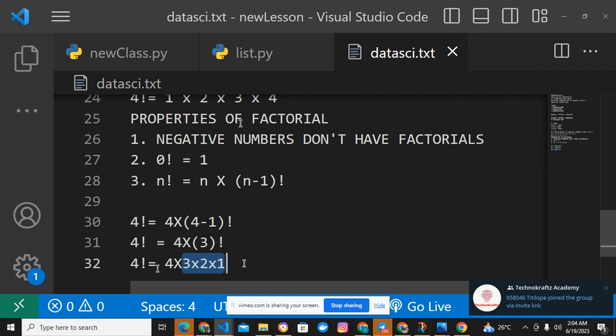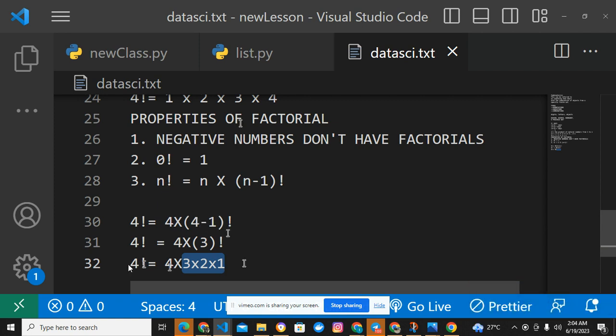So we have here 4 factorial, 4 times 3 times 2 times 1. Following this formula, 4 times (4 minus 1) factorial. 4 minus 1 is 3 factorial, so 4 times 3 factorial. What is 3 factorial? 4 times 3 times 2 times 1. So the formula is accurate. Practically, if we have 6 factorial, we can say 6 times 5 factorial, as the case may be.